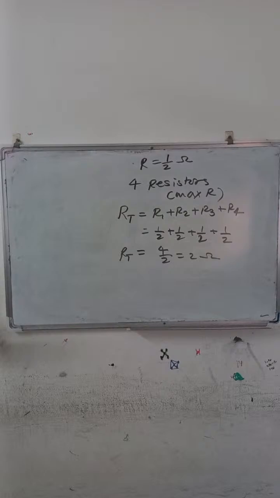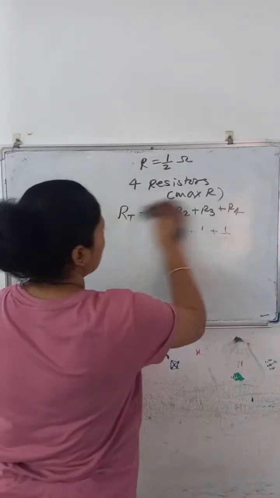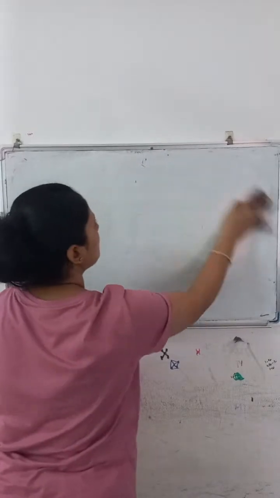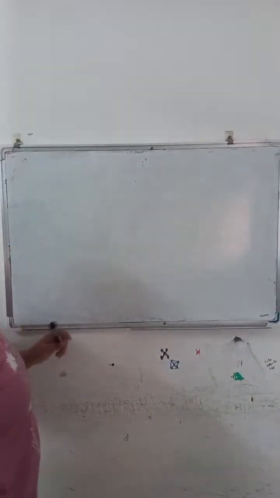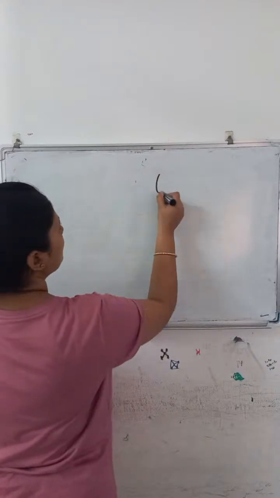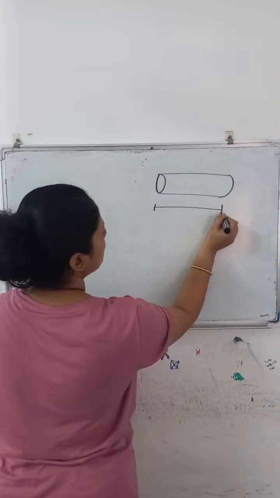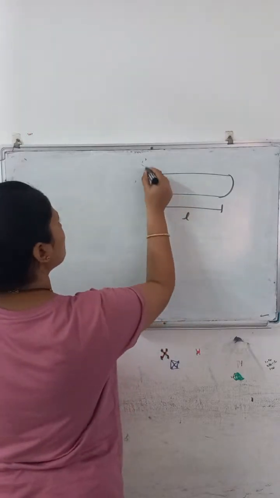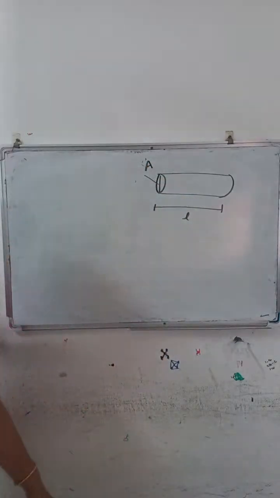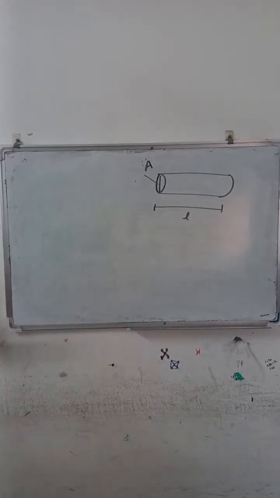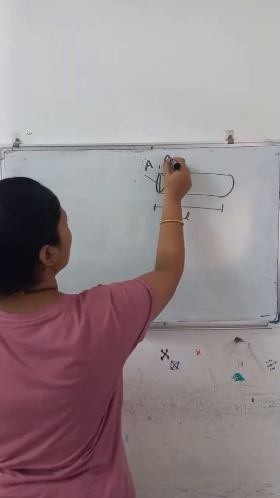Very good question. Here we have one cylindrical conductor whose length is L. I will draw the diagram also so that you will come to know what they want to say. Here we have a cylindrical conductor like this, whose length is small l and area of cross section is capital A. This much is given, and whose resistance is also given, R.